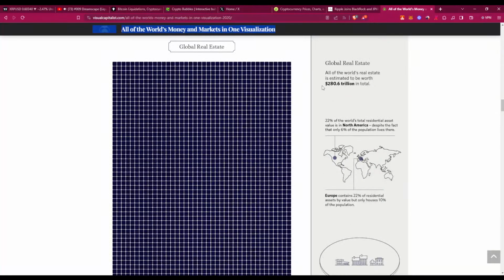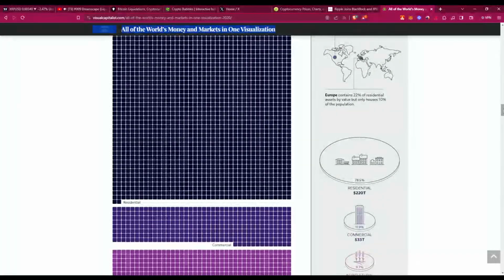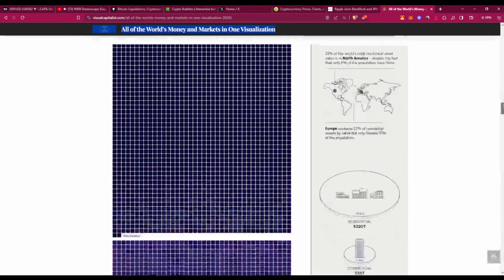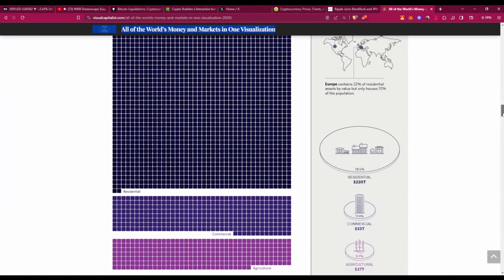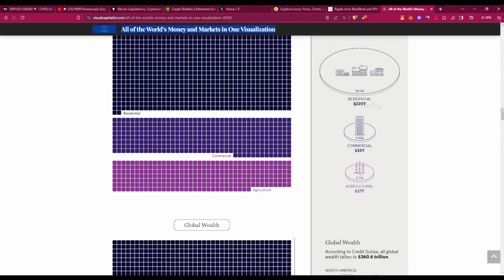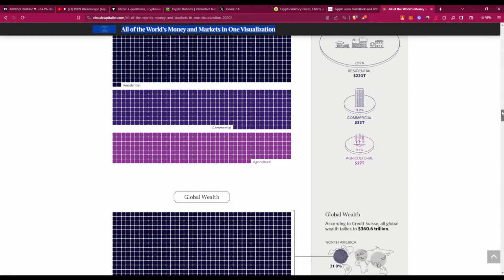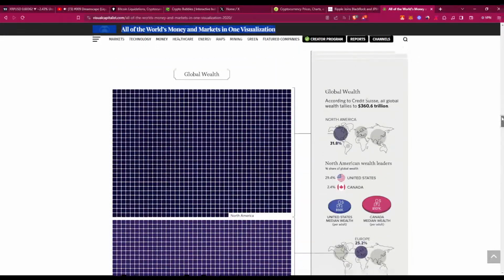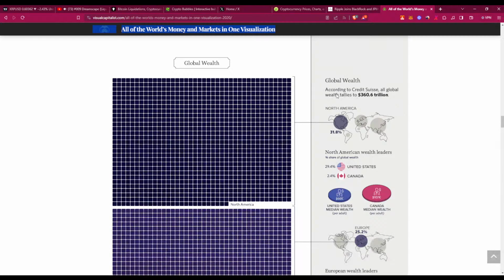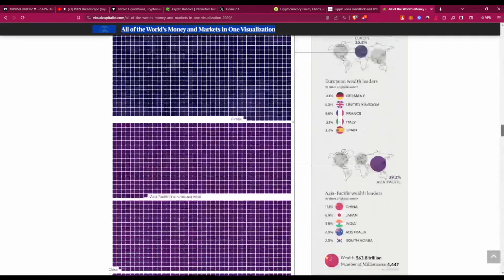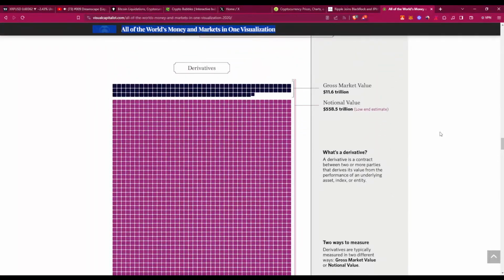Here you have global real estate over the world, $280 trillion. Let's say now it's 320 trillion, maybe not even, 300 trillion. Residentials, commercials. Then global wealth. According to Credit Suisse, all global wealth totals $360 trillion. But look at this. Derivatives. Gross market value 11 trillion. Notional value 584 trillion, low end estimate.